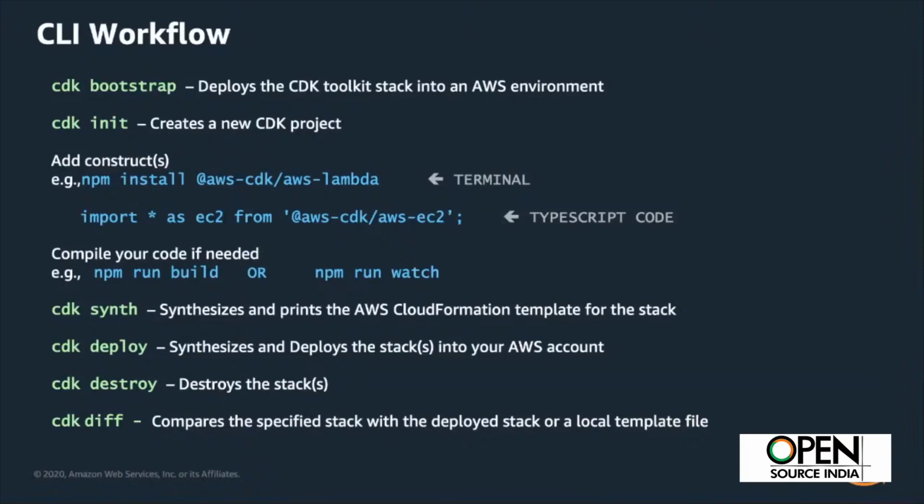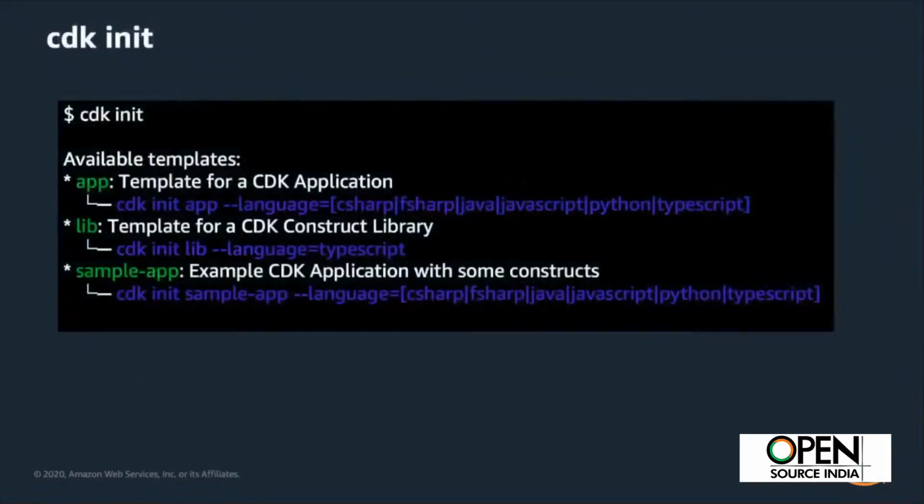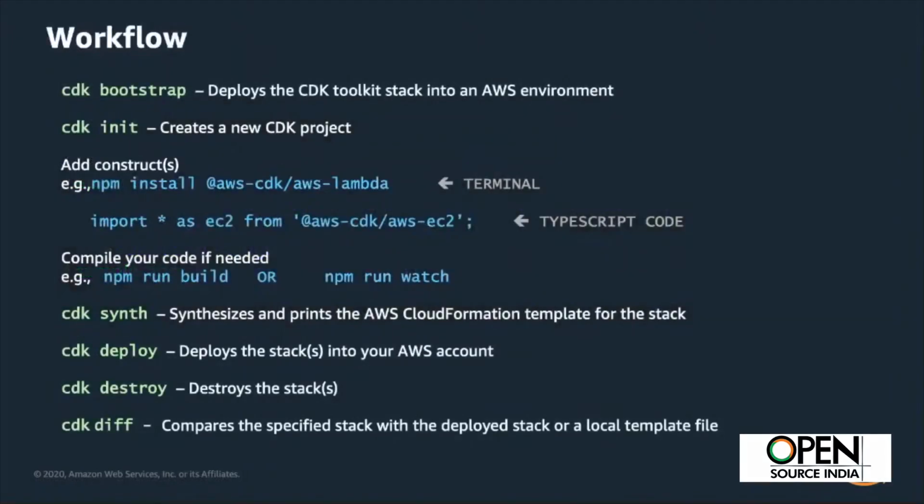It allows it to create certain buckets and certain permissions that it needs to work with CDK in your AWS account. CDK init, as simple as that. You can use it to actually create an application from the templates, or create a library, or you could also just create a sample application using CDK init, right? Then you CDK init, and then you can add these constructs.